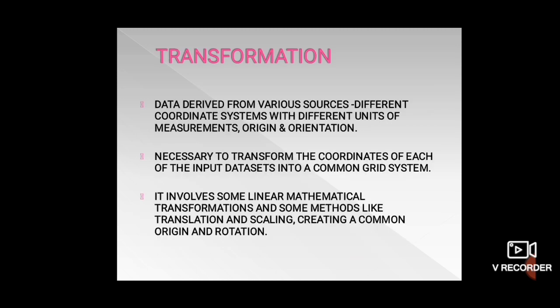The next stage is transformation. The data derived from the different sources in GIS have different coordinate systems with different units of measurement, origin and orientation. Hence, it is necessary to transform the coordinates of each of the input data sets into a common grid system. This involves some type of linear mathematical transformations and some methods like translation and scaling, creating a common origin and rotation.